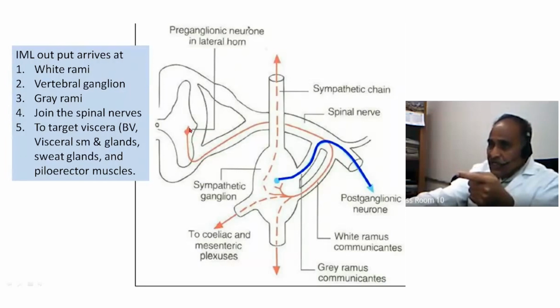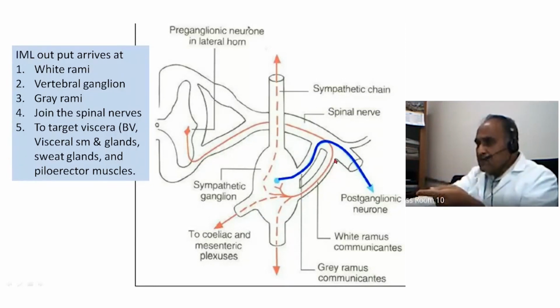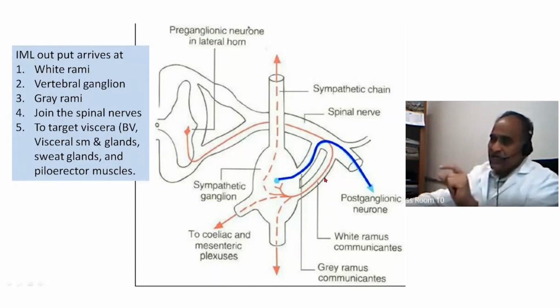Now this is a lateral horn neuron. This is a sympathetic neuron. This neuron is coming here. This is the ventral root. You can just see that ventral root. It comes here, and it reaches the ganglion. This is the paravertebral ganglia. So this comes to the ganglion and relays into the ganglion. This comes to the ganglion through a fascicle or a bundle.